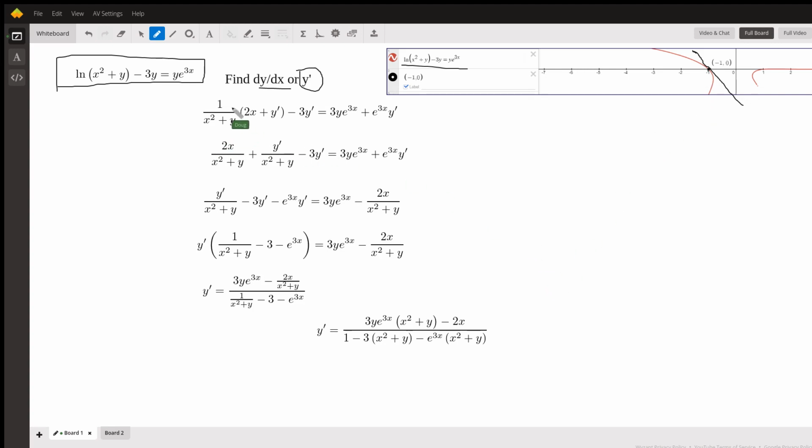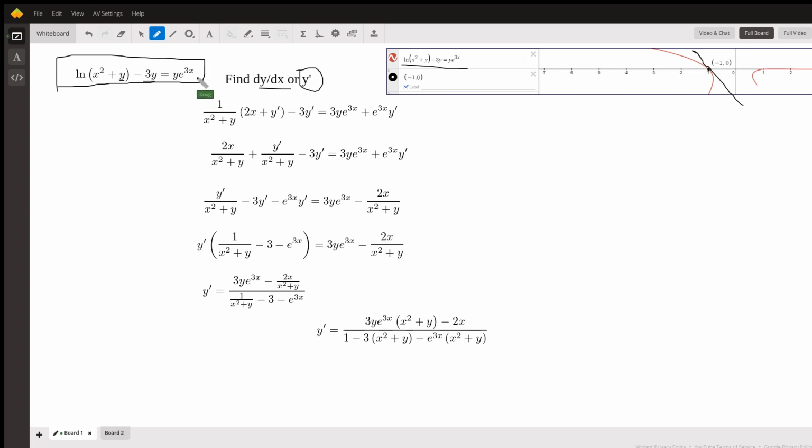So here's the work. The derivative of ln of anything is 1 over the anything. Then you've got to apply the chain rule. So the derivative of the inside with respect to x is 2x plus the derivative of y, which is y prime. The derivative of -3y is -3y prime.